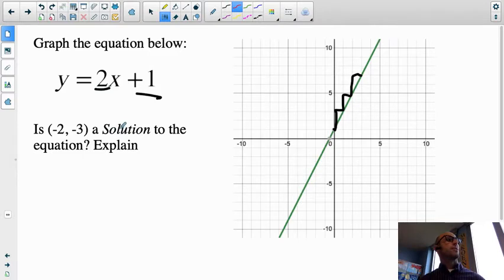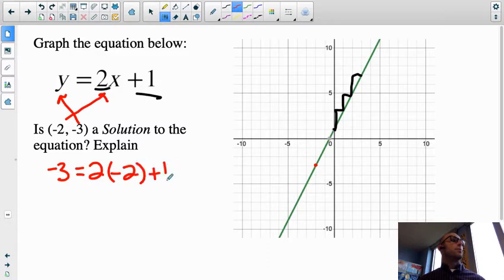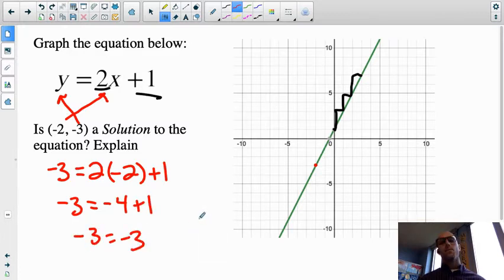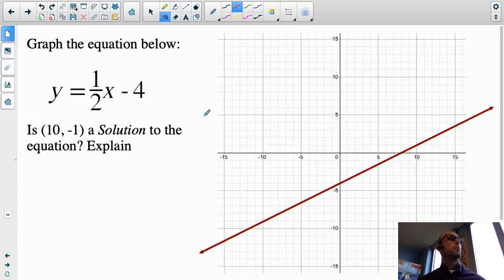If I wanted to talk about a solution to this equation, I know that I can look at my graph and find that point, (-2, -3). Sure enough, it's on my line, so it is a solution. Algebraically, I could plug this in and see if it works. This is my x value, my y value. Well, let's see, -3 equals 2 times -2 plus 1. Does it? -4 plus 1. Sure enough, it does. We've been there. So that's just a real quick review.